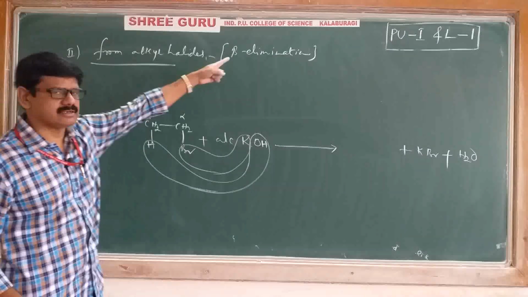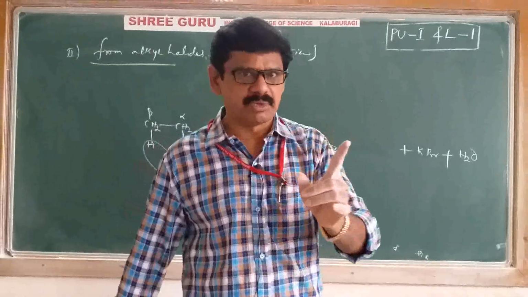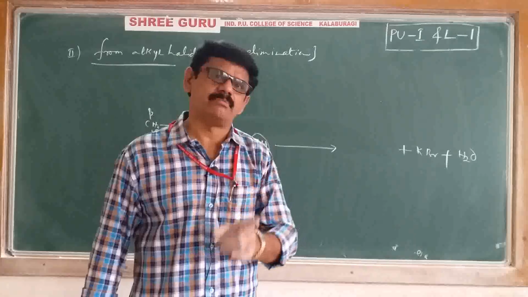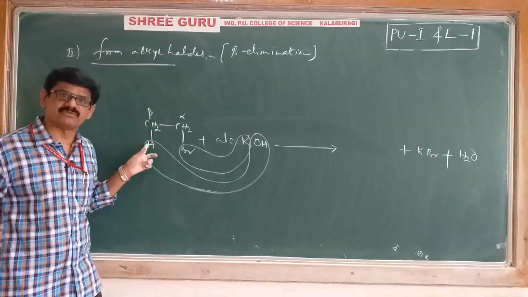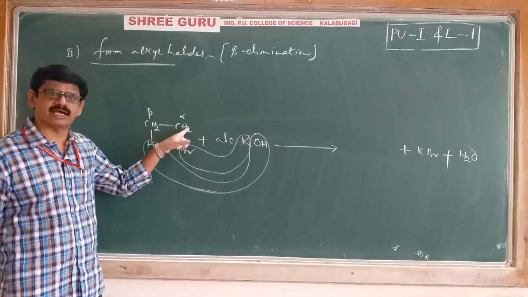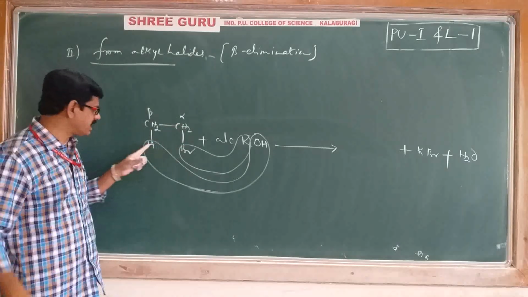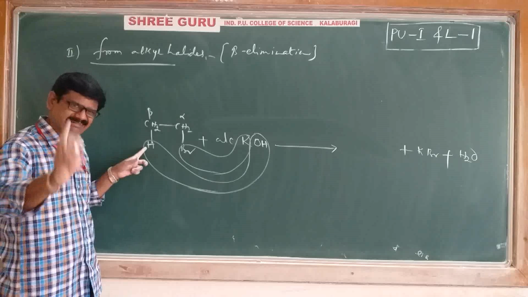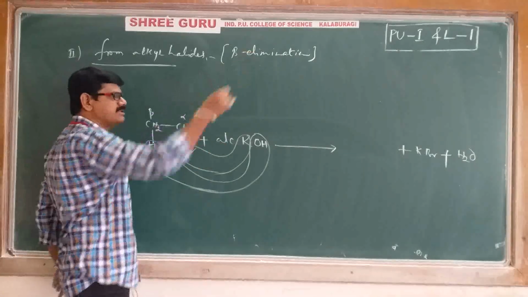What is the meaning of beta elimination? It means hydrogen should always be eliminated from the beta carbon only, not from the alpha carbon. From the alpha carbon only the halogen will be eliminated, but hydrogen will definitely be eliminated from the beta carbon only. That's why this is called beta elimination.